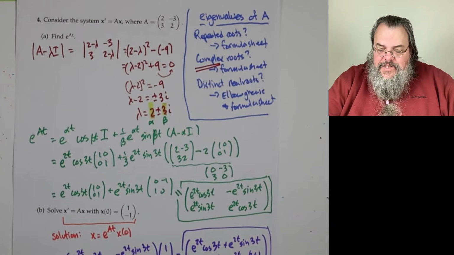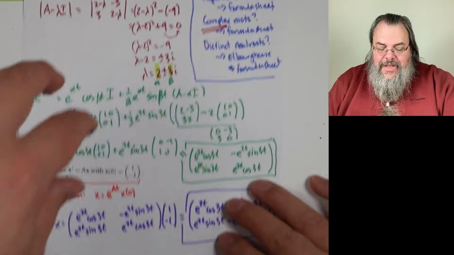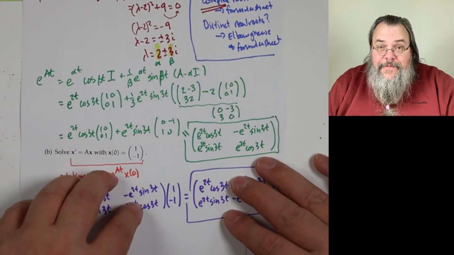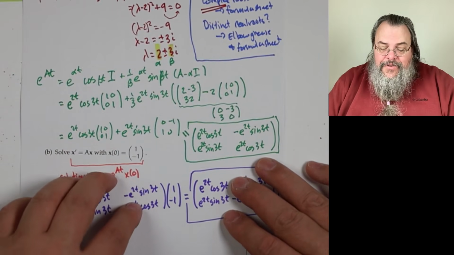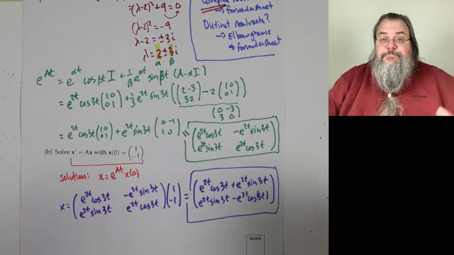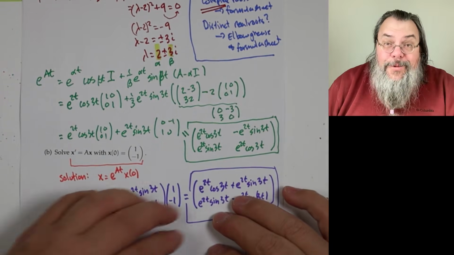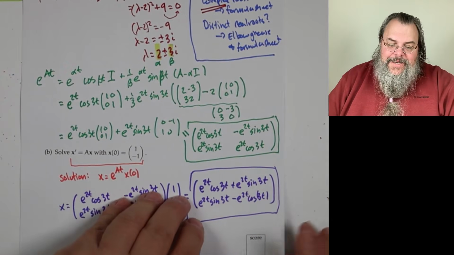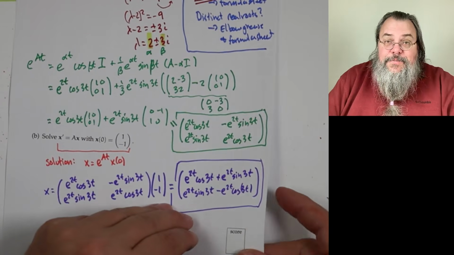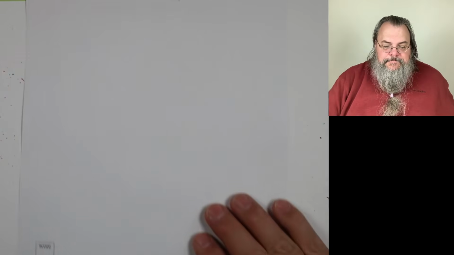Yeah, this looks intimidating, but if you know how to use the formula sheet to get e to the At, and know that once you have e to the At, you can solve initial conditions for systems really quickly, life is good. Life is wonderful. All right, well, still two problems left. Let's finish it.